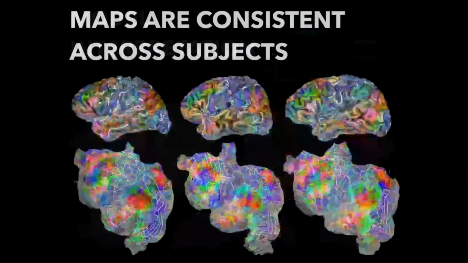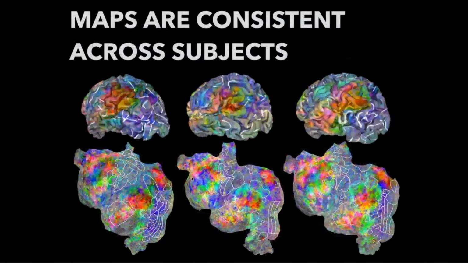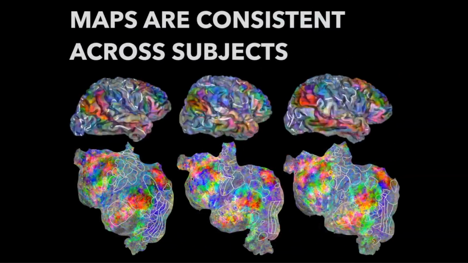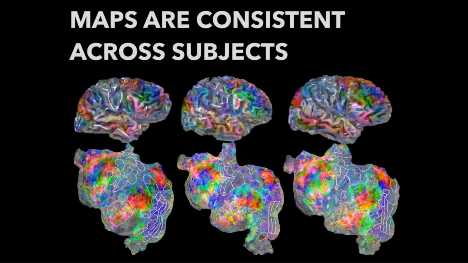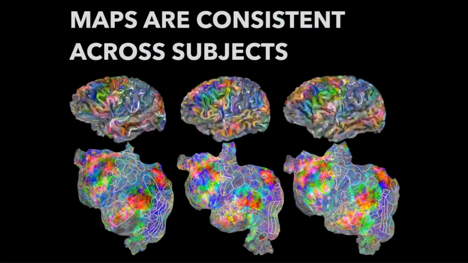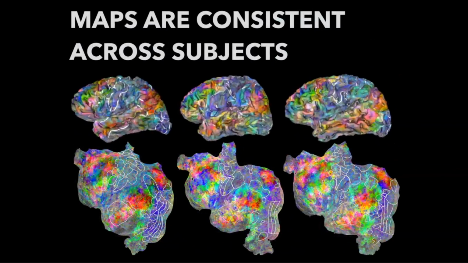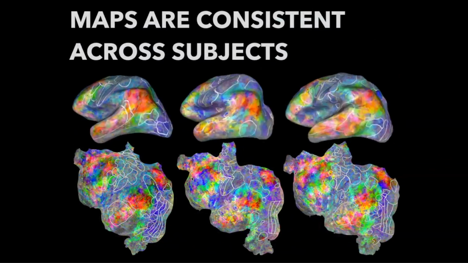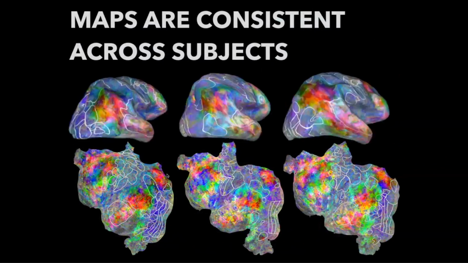Okay, so here's now 3 subjects. On the top, we have the whole brain shown in 3D, and on the bottom, we have a flat map for each subject. So you can see that a lot of these patterns that we saw in the example subject, which is the one on the right here.